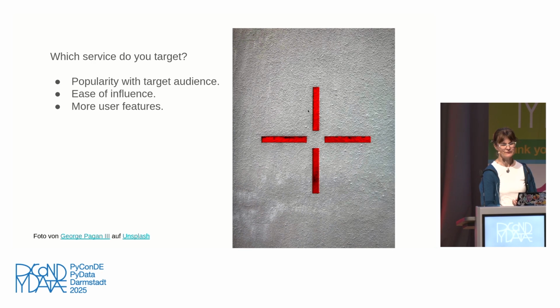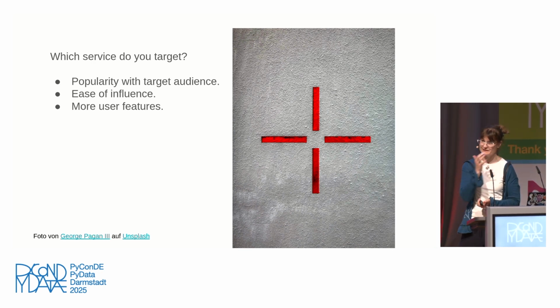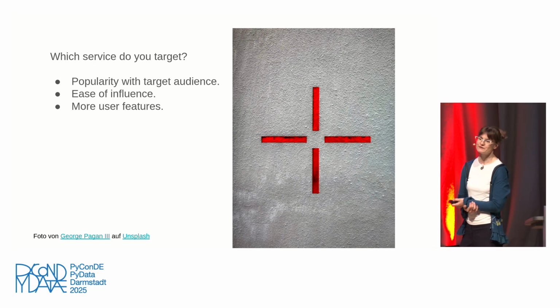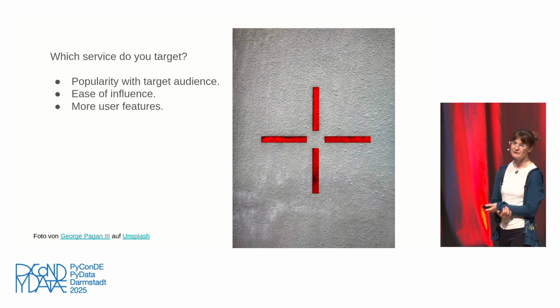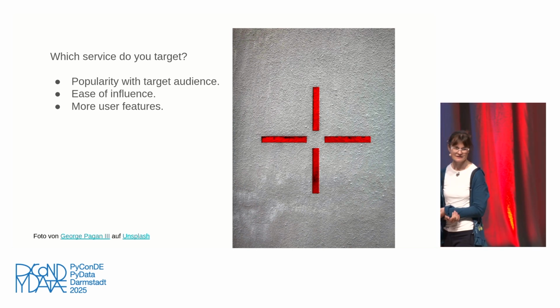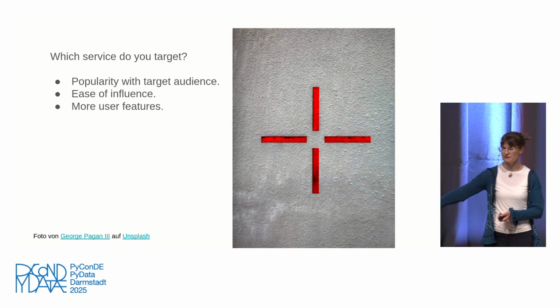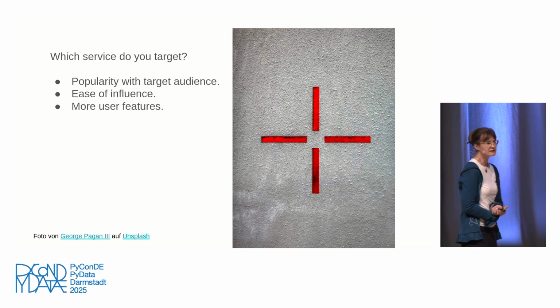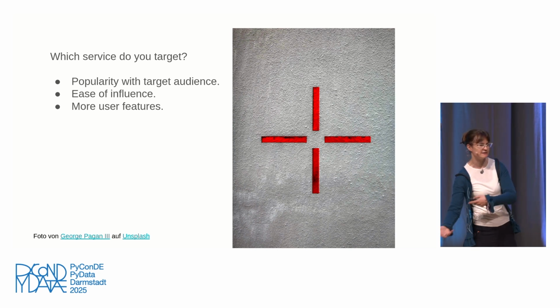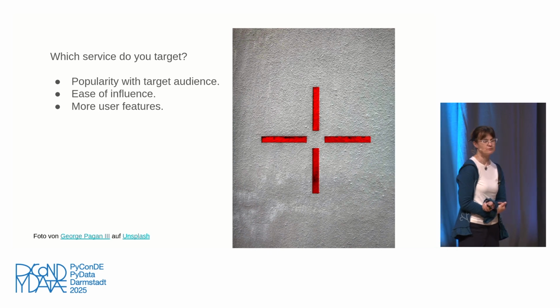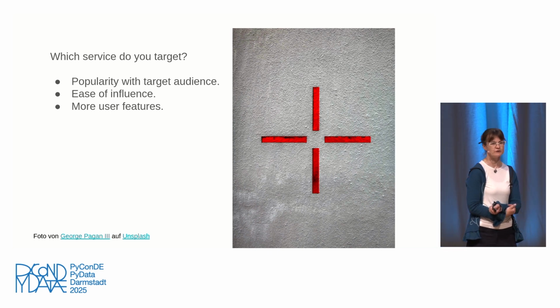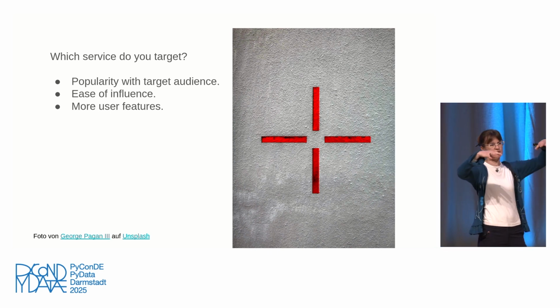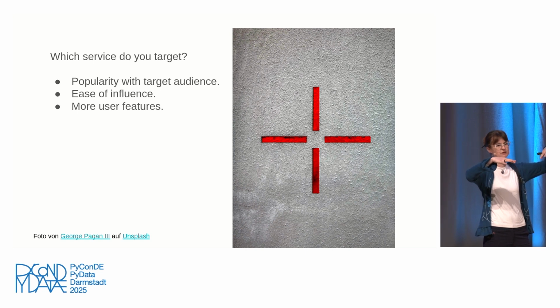So, which service do we target? If we are Mr. Evil Cat, we will target the service that has popularity with our target audience. So your tiny little thingy over there on the side, it won't see these patterns. It will target a platform that is easy to influence, and one that has more user features. Why more user features? Because each feature that a user can influence is one target attack vector.